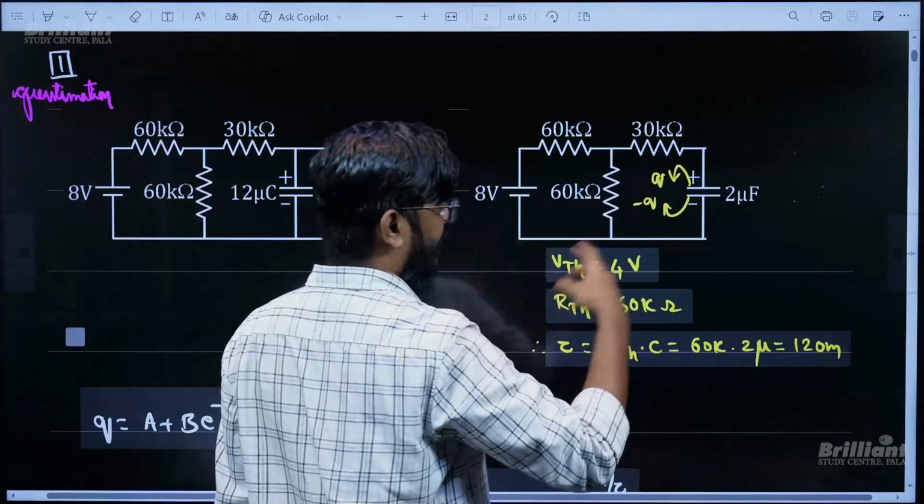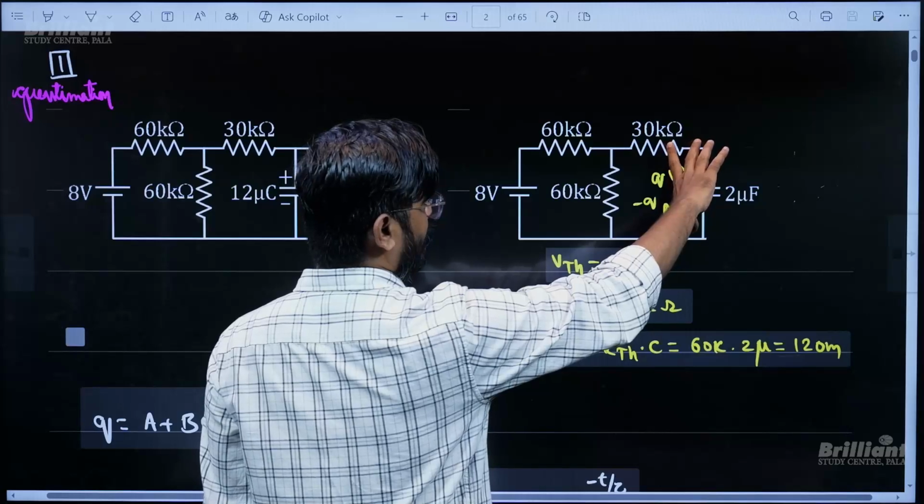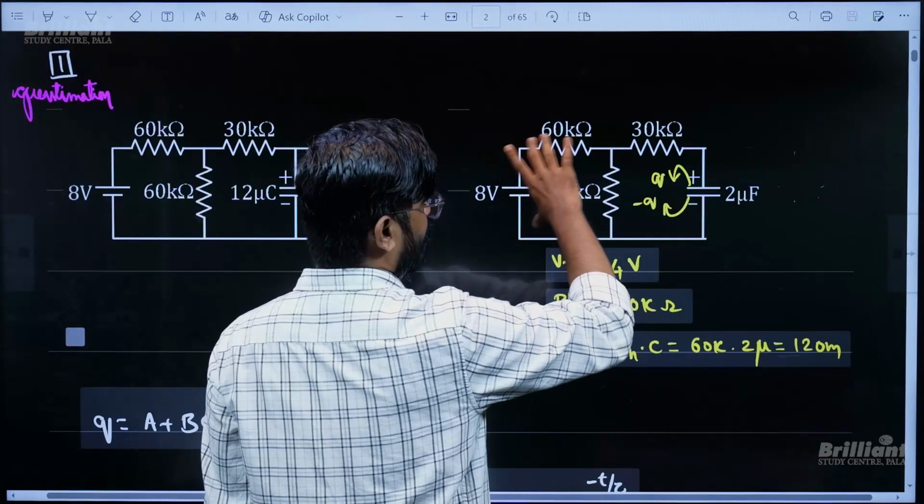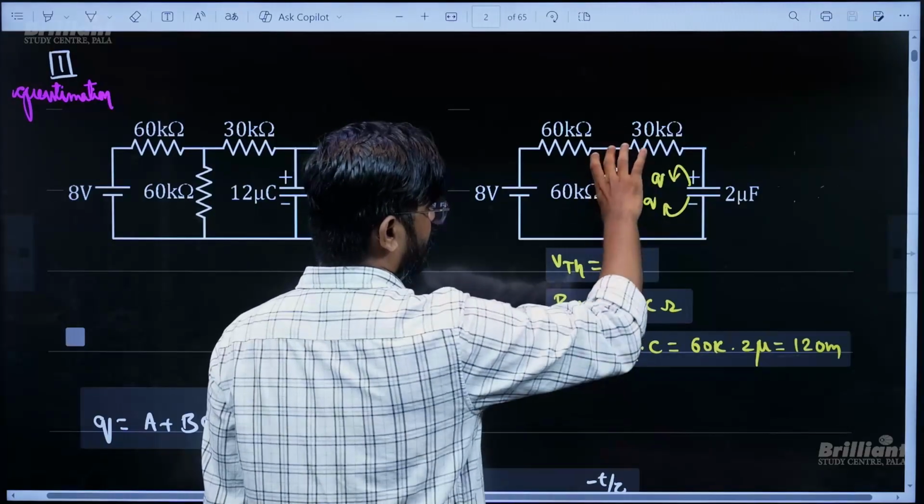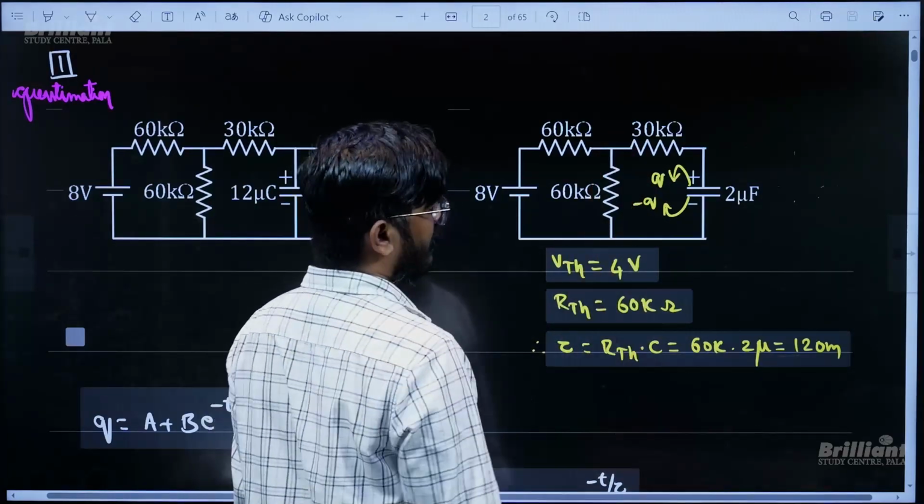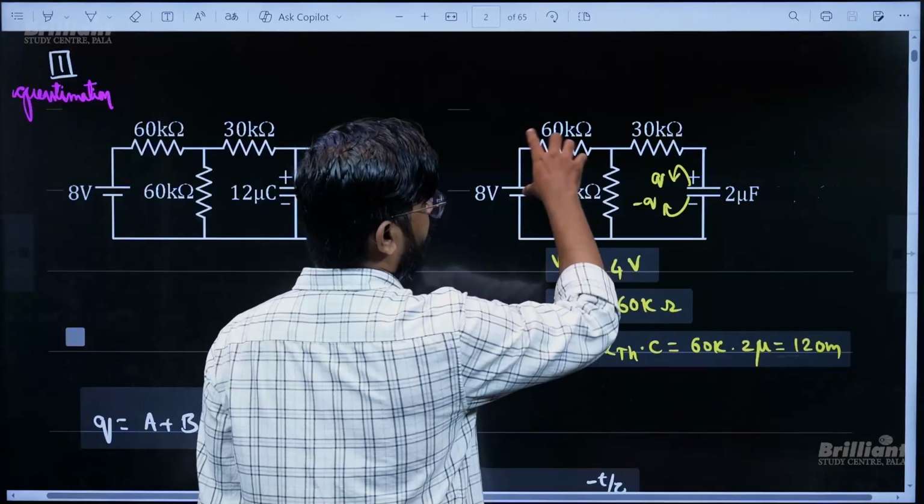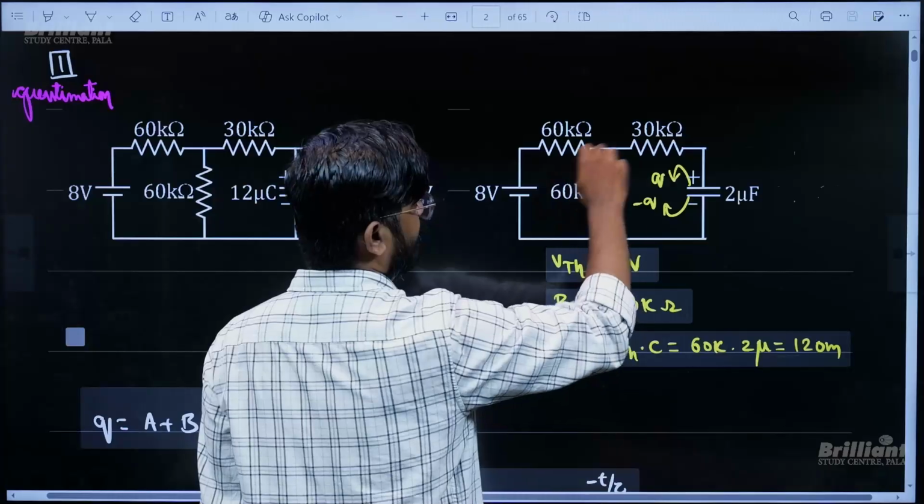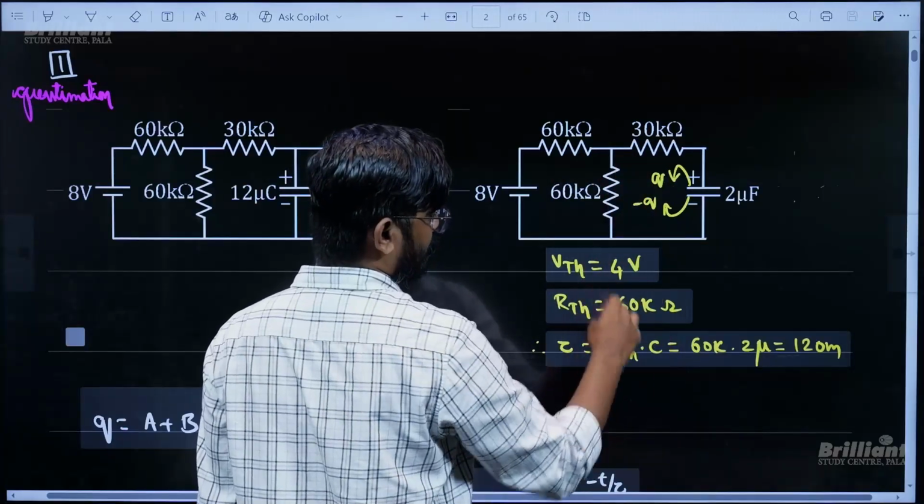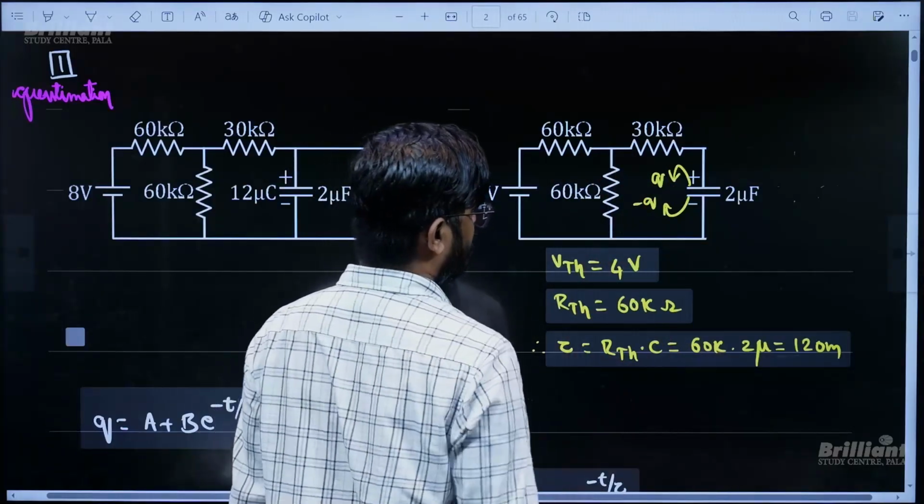Now you know when it is steady state, this is going to behave like open circuit, and only this will be the closed circuit, and potential difference across this is going to be 4 volts. So V Thevenin is 4 volt. If you want to find R Thevenin, you will short circuit the battery. Then you will calculate equivalent resistance across these 2 points: 60, 60 parallel 30, 30, 30 series 60. So time constant is going to be R into C.